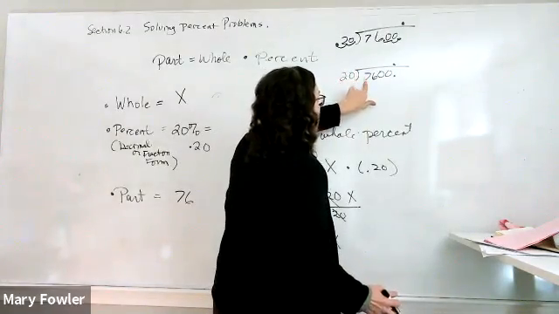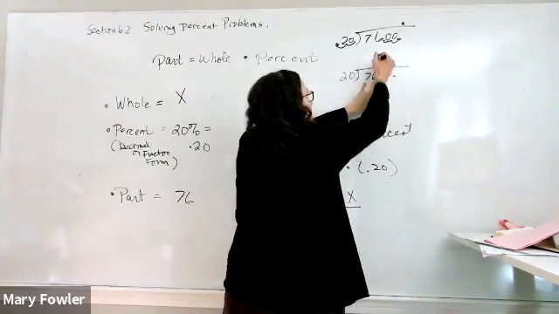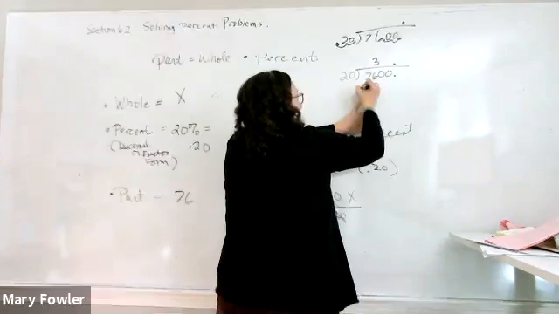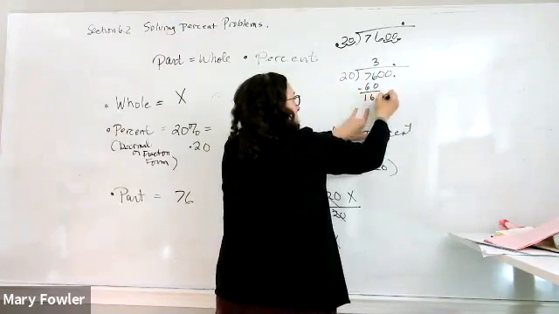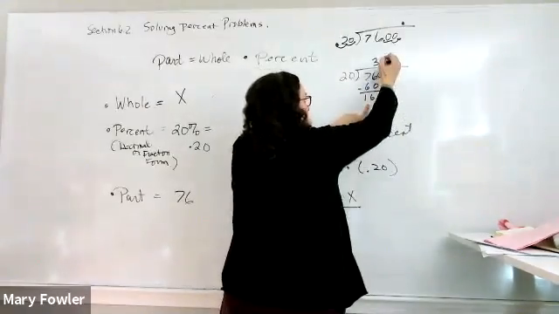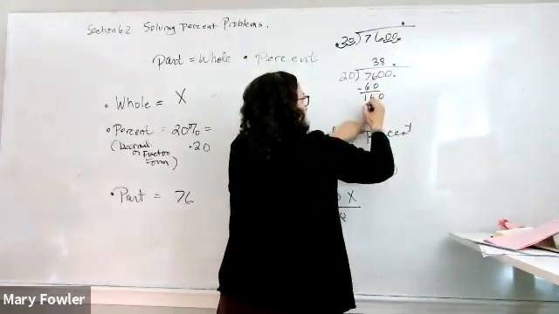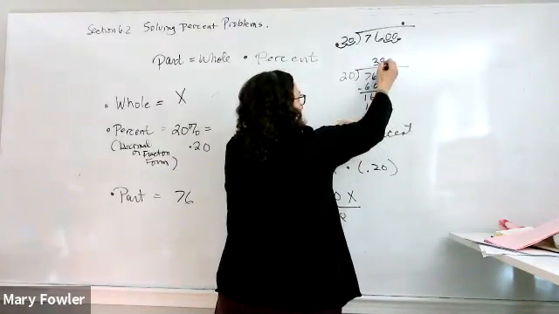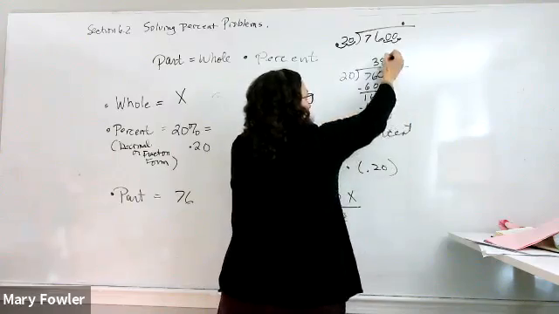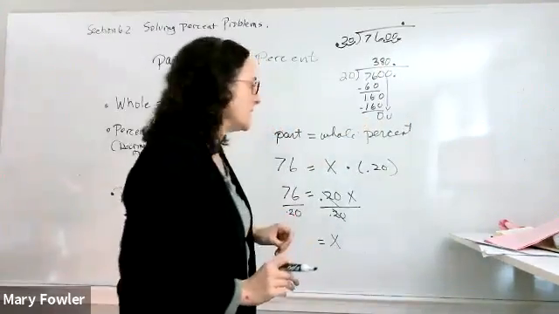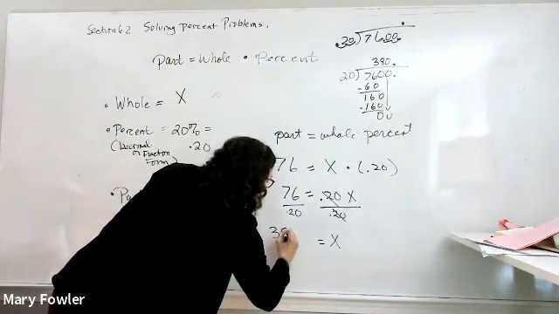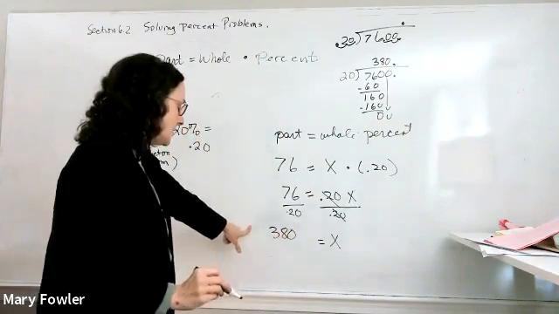20 goes into 7. It doesn't. 20 goes into 76 3 times. 3 times 20 is 60. And we're going to bring down a 0. So 20 goes into 160 8 times. 8 times 20 is 160. And then we bring down the last 0. So we have 380.